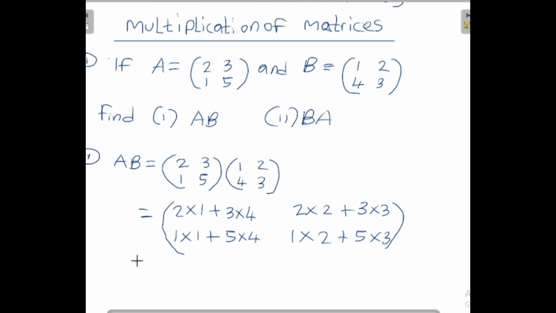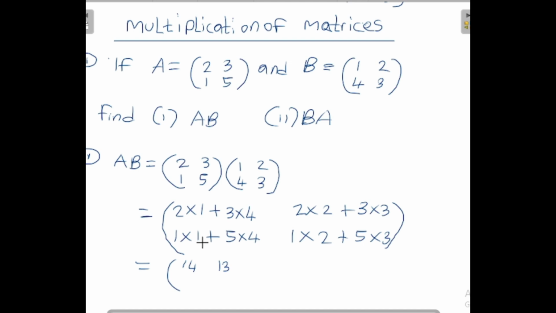So here we go. 2 times 1, 2. 2 times 1 is 2. 4 times 3 is 12. So definitely here will be what? 14. Then here, 2 times 2 is 4. 3 times 3 is 9. Here will be 4 plus 9, that is what? 13.